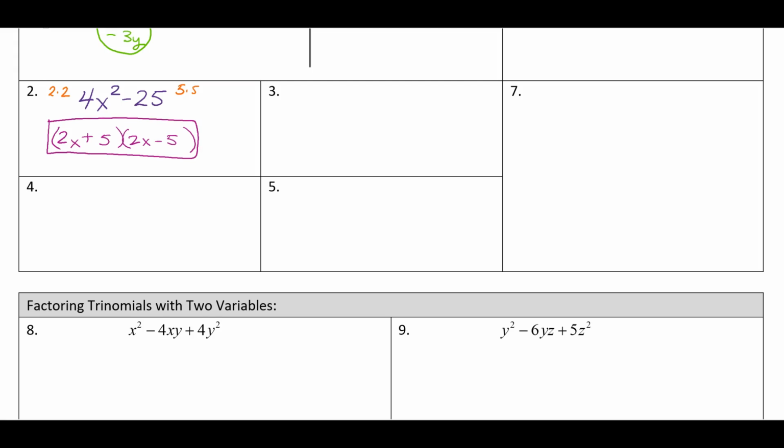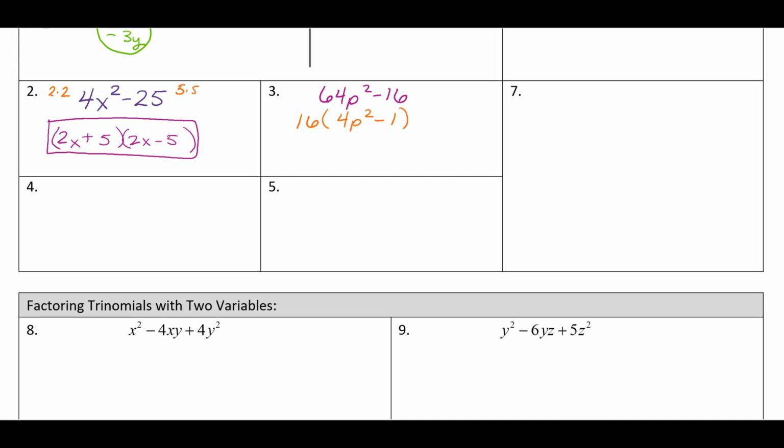Okay, so number 3, we're going to have 64p squared minus 16. Now if you look at this, you know 64 is a perfect square. It's 8 times 8. And 16 is a perfect square, 4 times 4. But this one is tricky because the first step we have to do is look for the greatest common factor. 64 and 16 are both divisible by 16, which means we can factor out the greatest common factor of 16, leaving us with 4p squared minus 1.